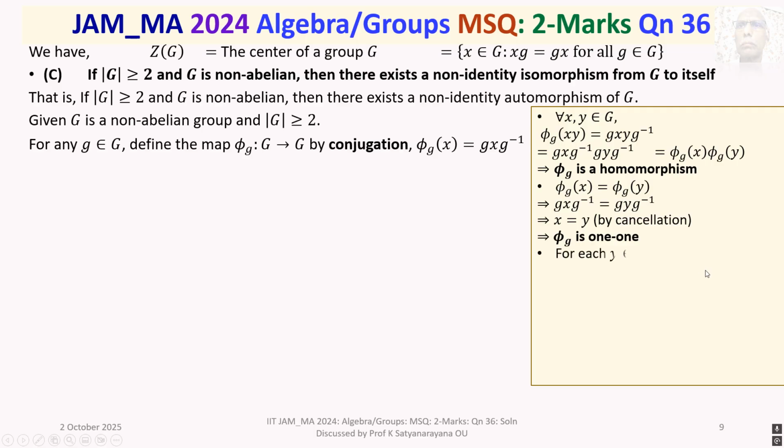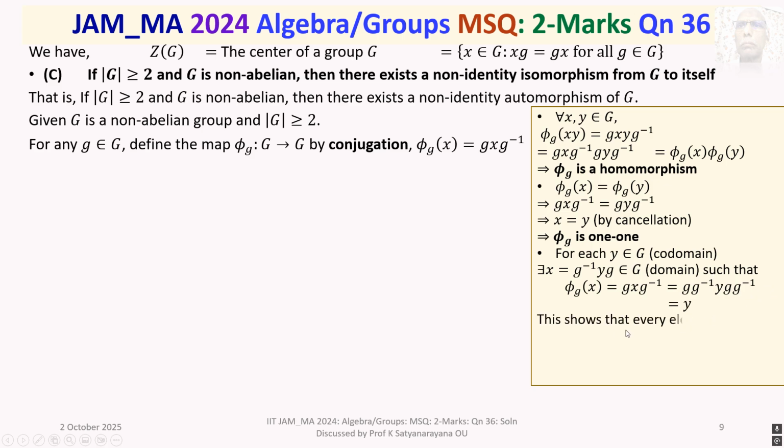phi_g is also onto. How do we show it? For each y belonging to G in the codomain, there exists x equal to g inverse y g belonging to G in the domain, such that phi_g of x is equal to g x g inverse, that is g times g inverse y g times g inverse. So g inverse g is identity, and it will be y. Thus every element in the codomain has a pre-image in the domain. Therefore, phi_g is onto.